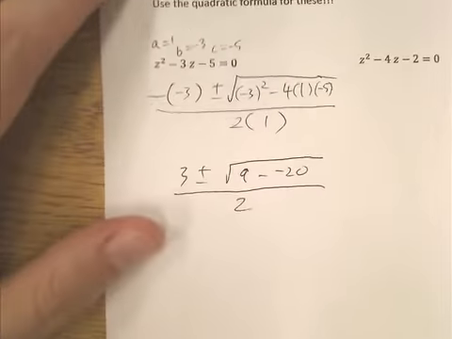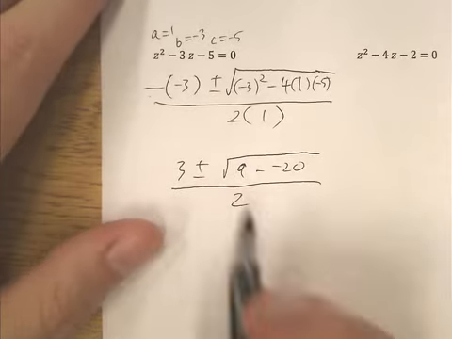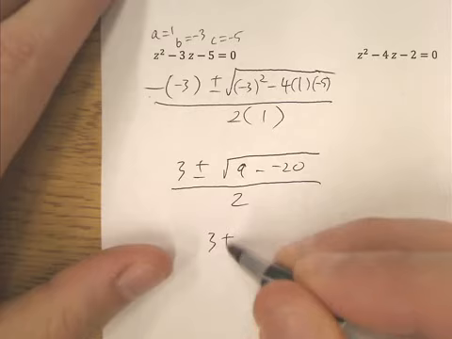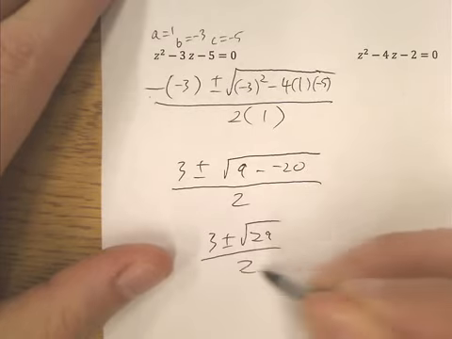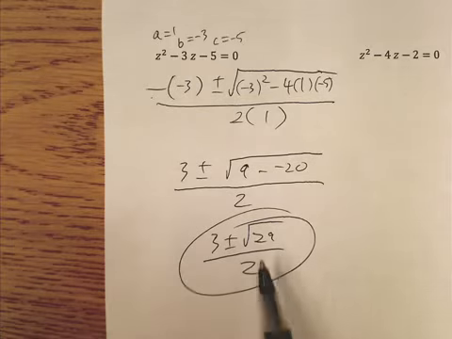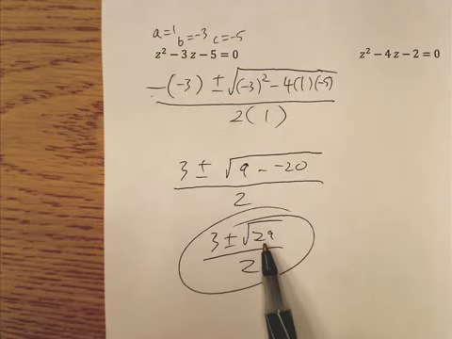And believe it or not, I just have one more step here. Okay, I'm just going to do this in here. 9 minus -20 is 29. And that's my final answer. That's my final answer because this 29 has nothing that will go into it. Nothing, no squares that go into it, okay?